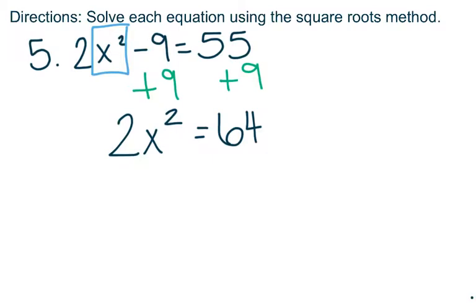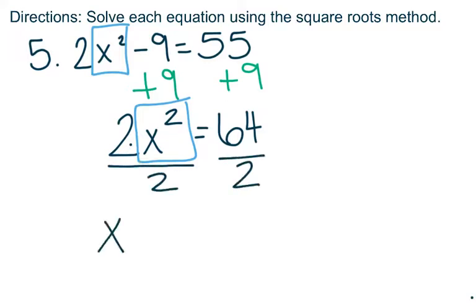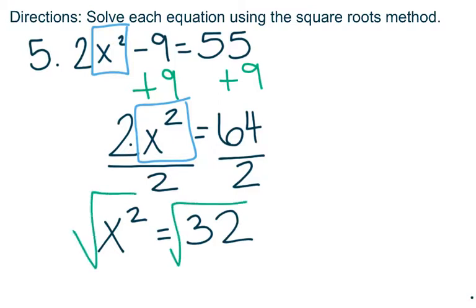Okay, and then I still want to get that x squared isolated. So remember, the 2 and the x squared are being multiplied. The way you get rid of multiplication is to divide. So I have x squared equals 32. Okay? And then I got to get rid of this square by taking the square root of both sides.